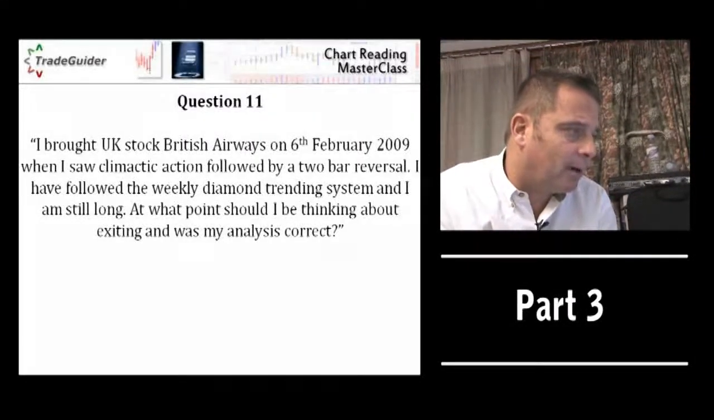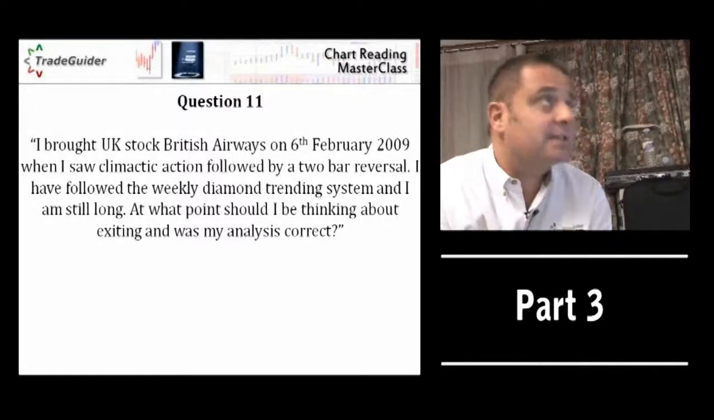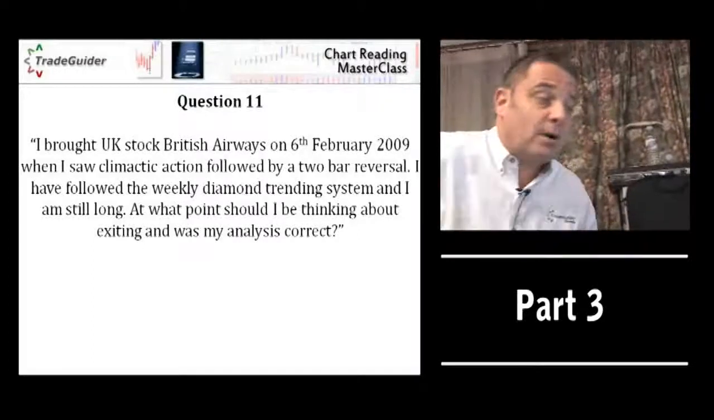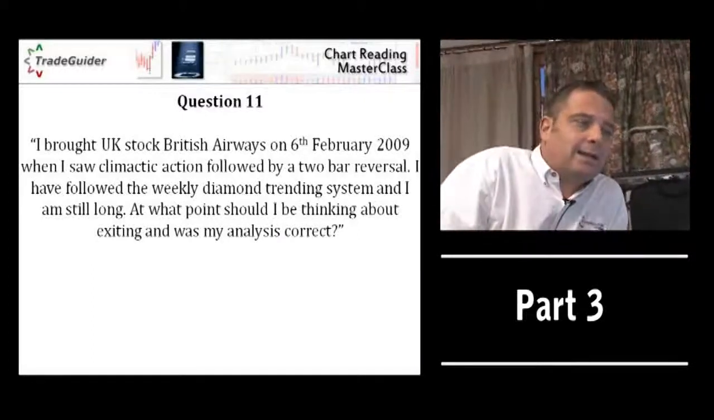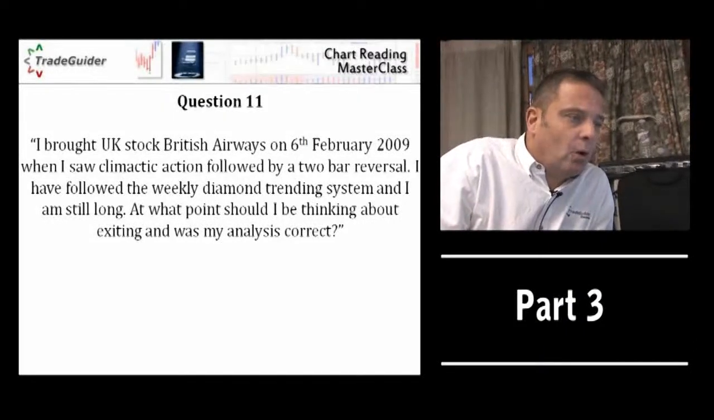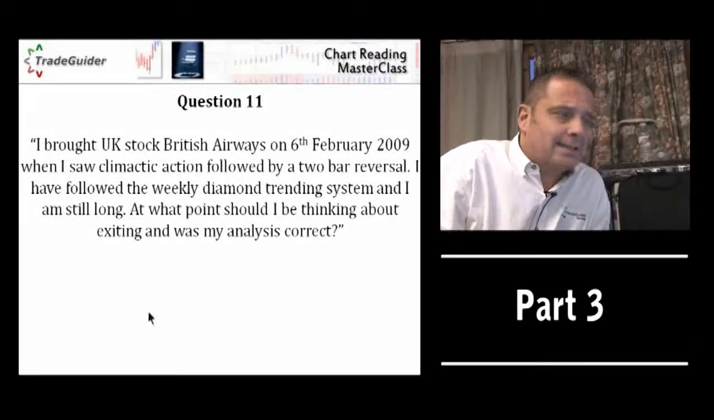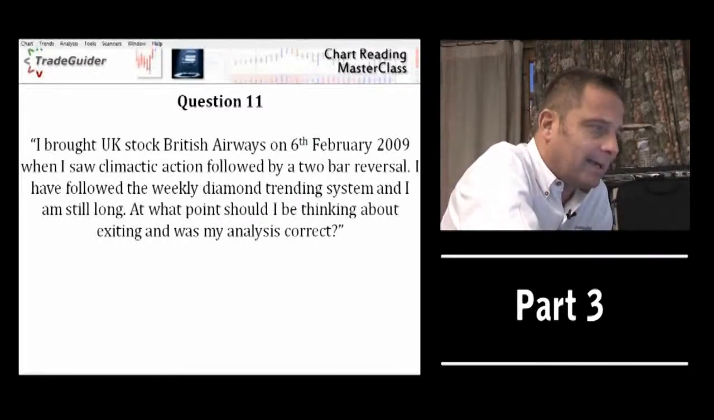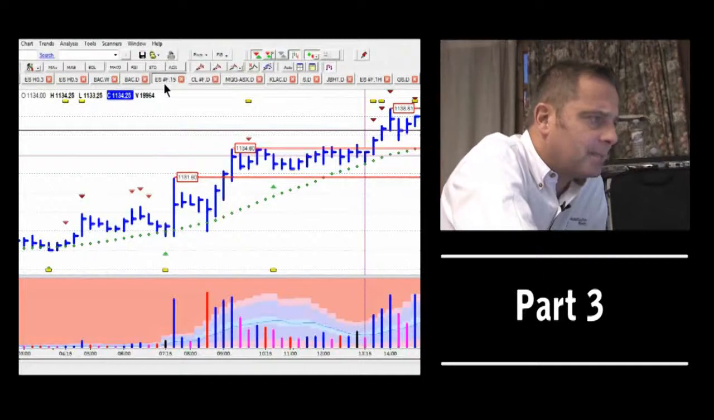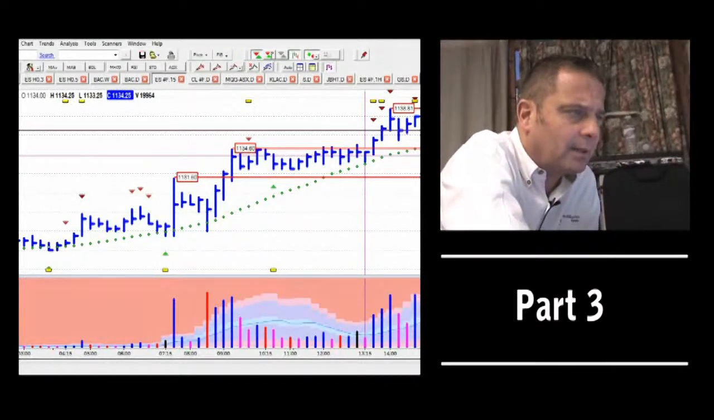Question, I think, for you, Philip. I bought UK stock British Airways on the 6th of February 2009 when I saw climactic action followed by a 2-bar reversal. I have followed the weekly diamond trending system, which I use, and I'm still long. At what point should I be thinking about exiting, and was my analysis correct? And this is from a lady. And it was British Airways. I think it's BAY, yes.